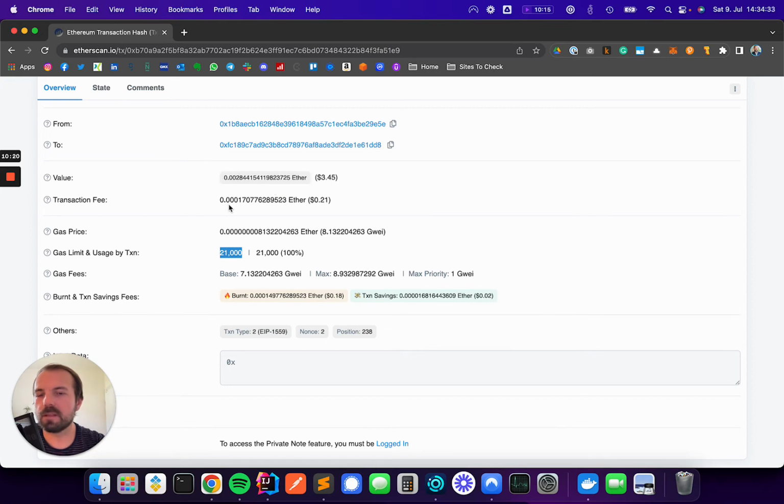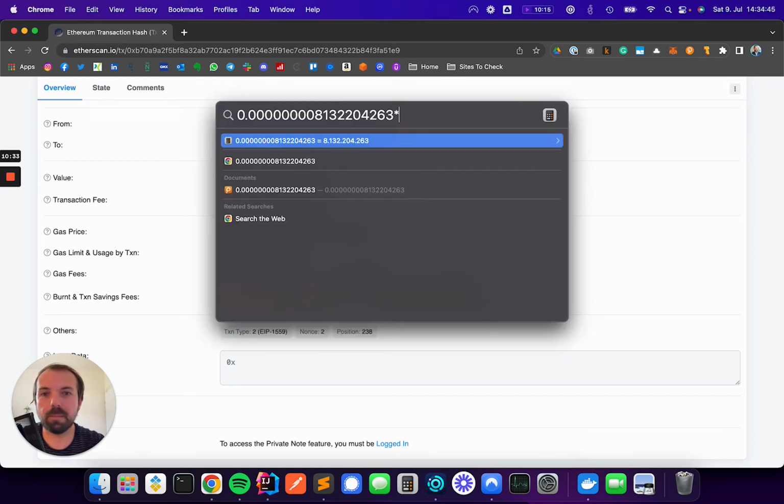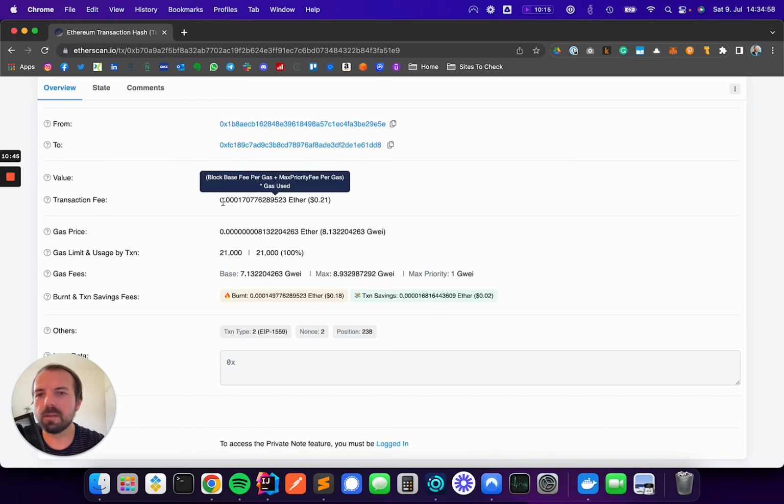So this is how the price is calculated. To make a proof, we can copy this number, multiply this by 21,000, and I think here is the wrong decimal. So this is 0.12317. You know? So this is the transaction fee.